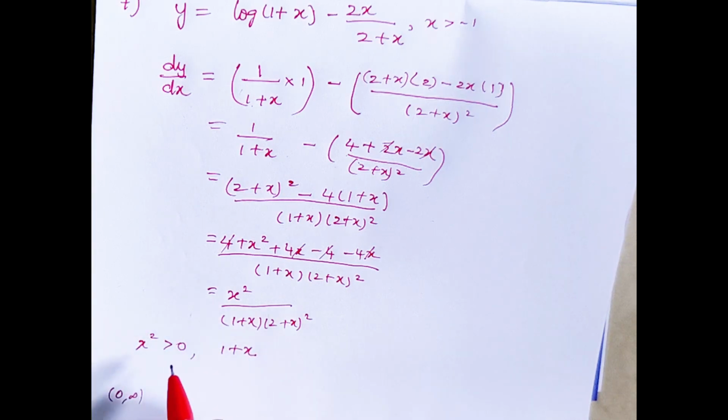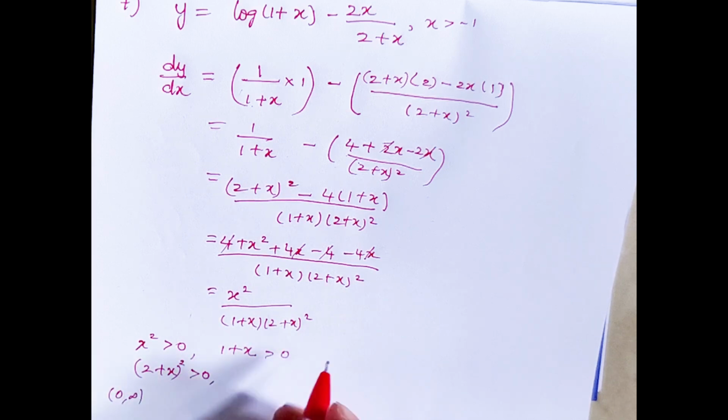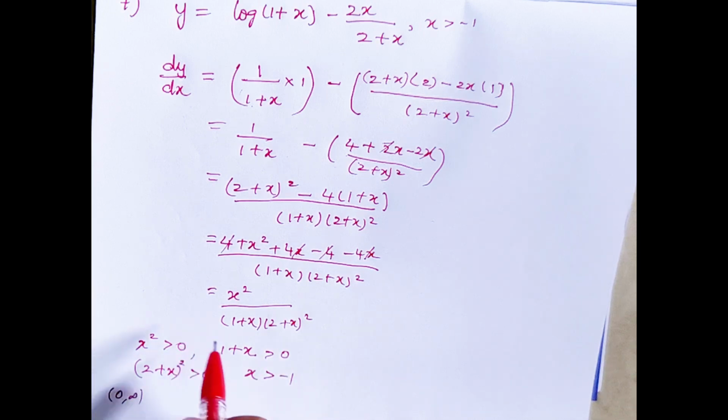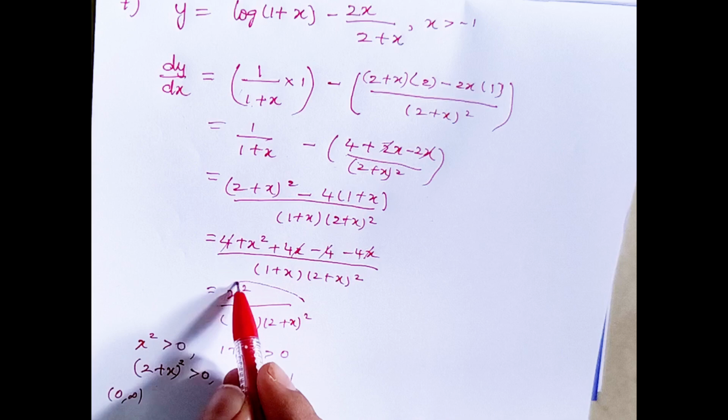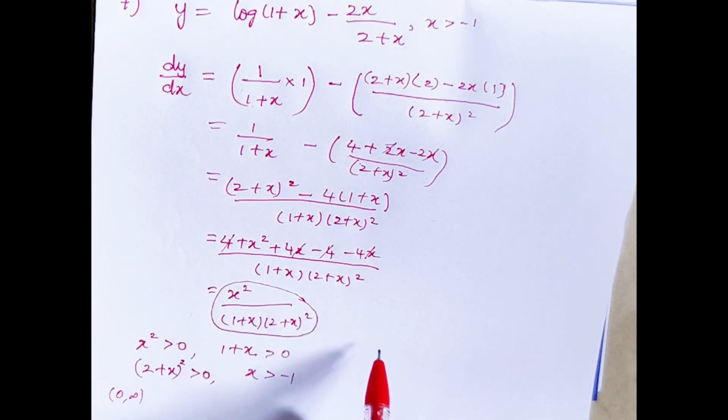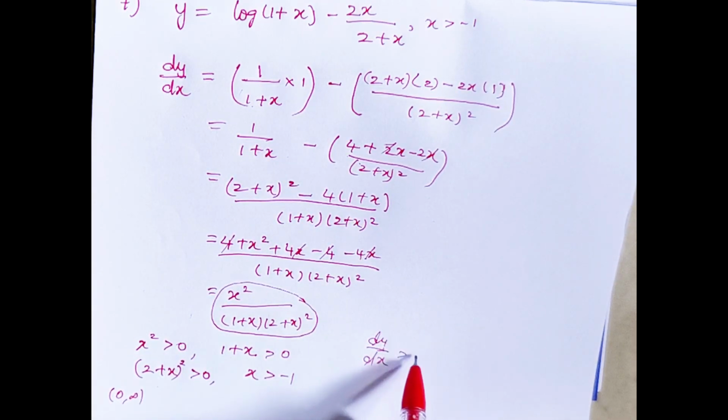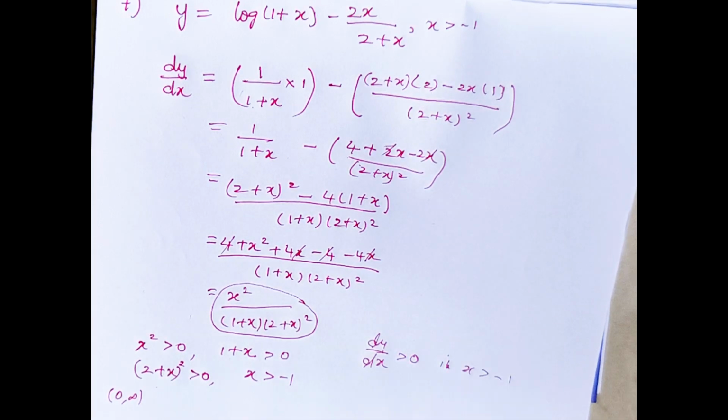We have x square and (2 plus x) the whole square. Since those are squares, we can write it as greater than 0. Okay, only if x is greater than minus 1, we have 1 plus x greater than 0, because taking 1 to the right side, we have minus 1, so x greater than minus 1. So therefore, we get dy by dx greater than 0 if x is greater than minus 1. So the function is increasing throughout the domain of the given function.